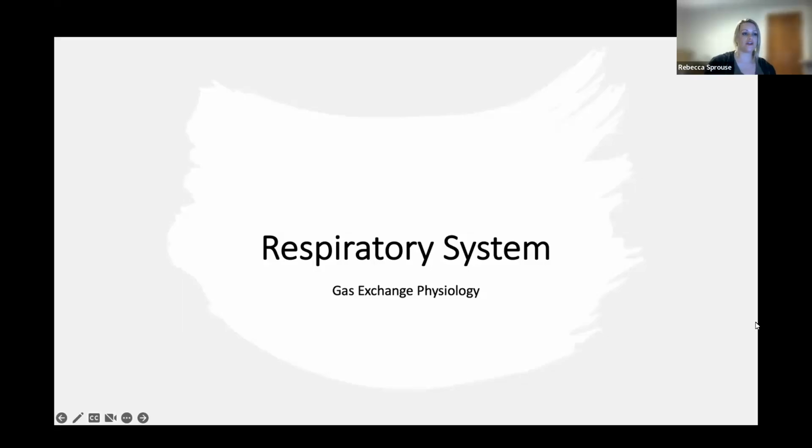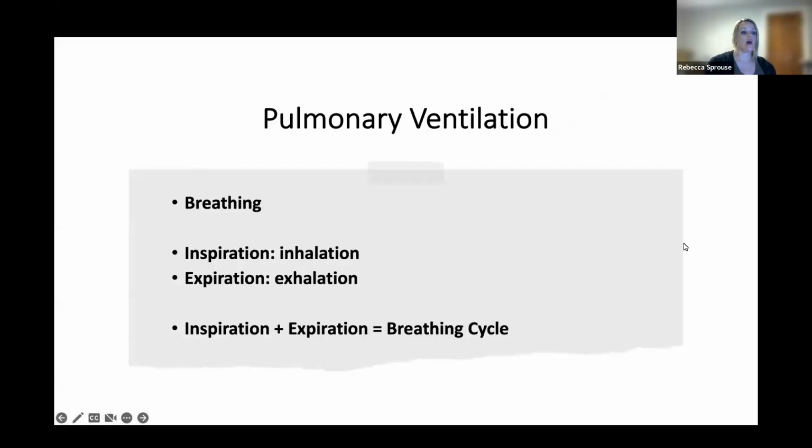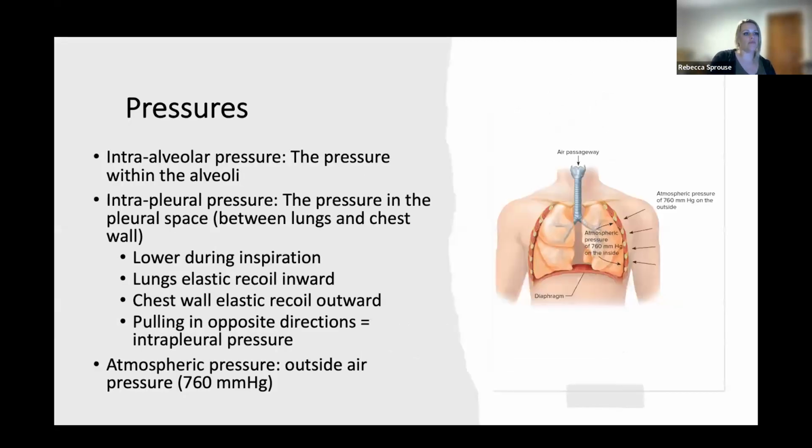All right, for your third and final lecture for this week, we need to hit on the gas exchange physiology of respiration. So let's start with pulmonary ventilation. Just as a recap, pulmonary ventilation just means breathing. So that's going to be your inspiration and your expiration, and both of those things combined is one breathing cycle.